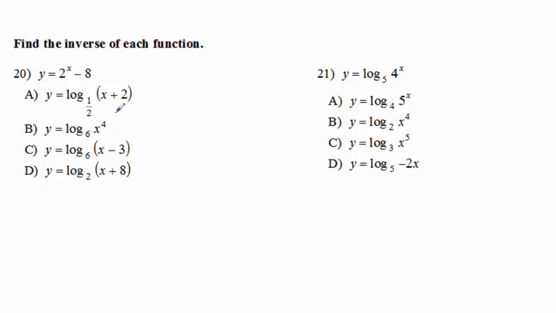Now, finding the inverse of a function means that you switch x and y and then solve for y. So to solve this for y, I need to add 8 because I want the 2 to the y by itself first.